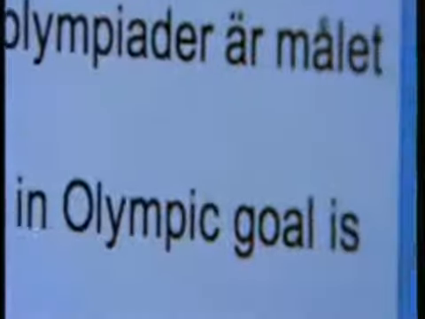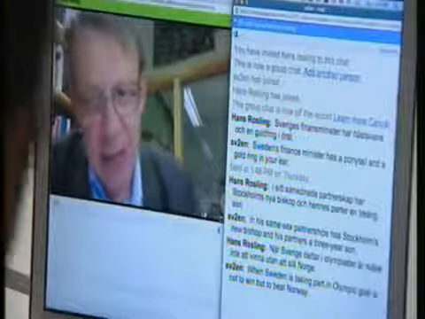Okay. When Sweden is taking part in Olympic Games, the goal is not to win but to beat Norway. Yes, this is what it is. But they are very good in Winter Olympics, so we can't make it, but we are trying. Very good, very good.